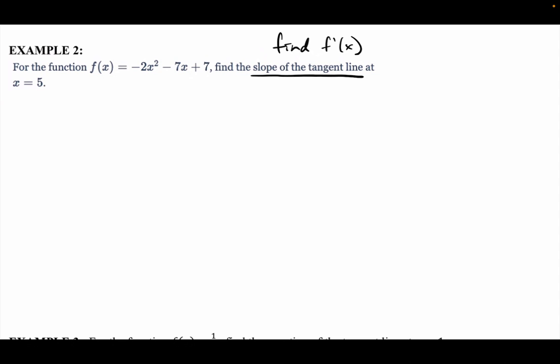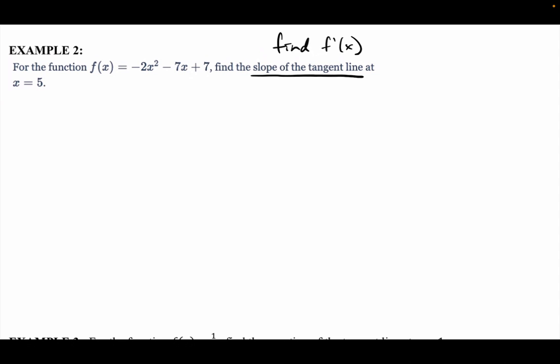They use code a lot. Not really code, it's just different. They use different things to say find the derivative. They won't always say find the derivative like they did on number 1. This one they said find the slope of the tangent line. That means find the derivative. If you understand that, it'll be a lot easier for you guys. Okay, so now we need to find f prime of x.